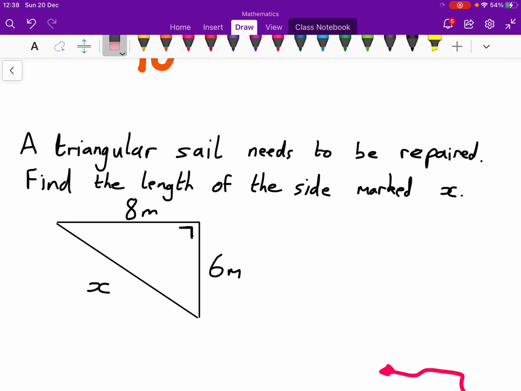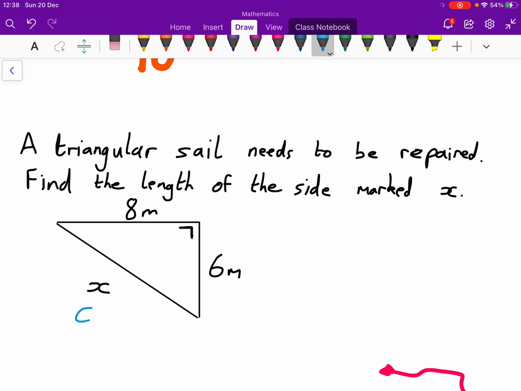So we have a triangular sail that needs to be repaired. Find the length of the side marked X. Maybe that's the part that needs to be repaired. Of course, you could just measure it if your tape measure is long enough, but maybe your tape measure is only 8 meters long, or just, whatever reason. Anyway, we're going to do a bit of Pythagoras' theorem here. No getting away from it.